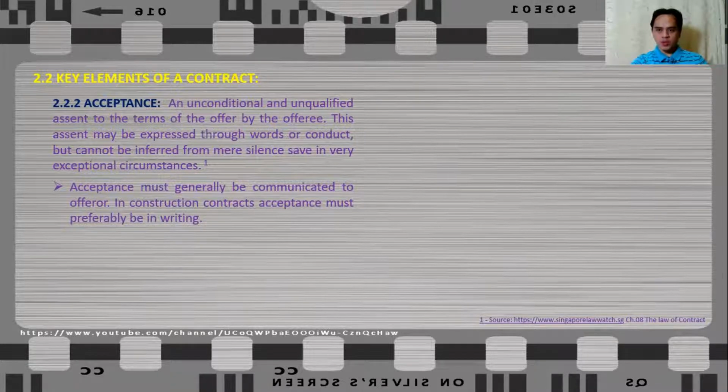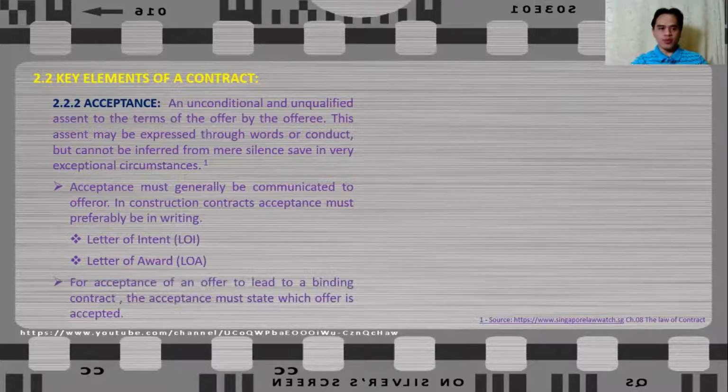So when we accept the offer, normally what we do is issue a letter of intent or a letter of award. We will talk about the difference between the letter of intent and letter of award in the next videos. For acceptance of an offer to lead to a binding contract, the acceptance must state which offer was accepted.